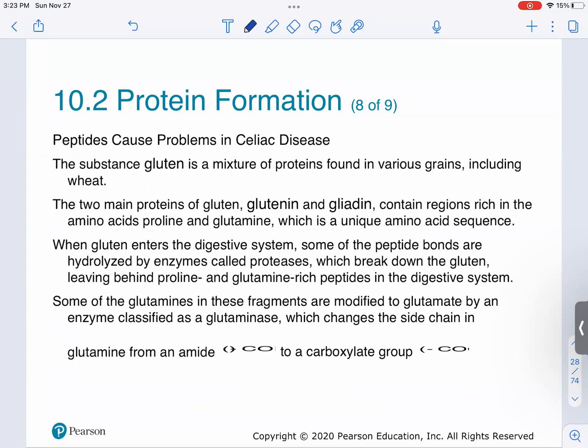And that's a unique sequence, a unique little bundle of amino acids. So when gluten gets into your GI tract, once it's consumed, some of those peptide bonds are going to be broken up by enzymes, proteases in particular, because we're talking about proteins. They break down gluten and leave behind a bunch of proline and glutamine peptides.